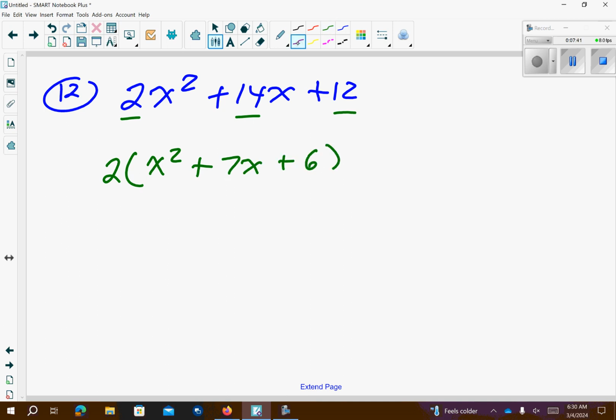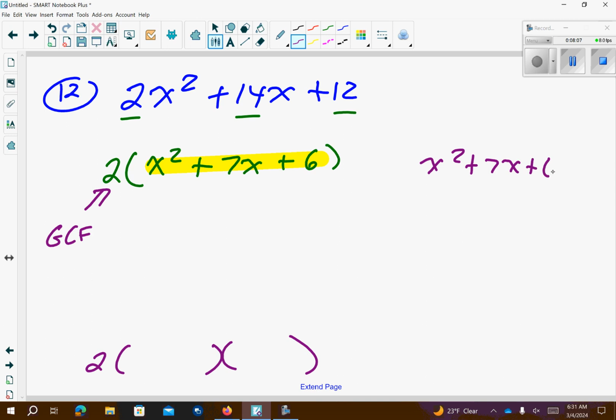Now, you can always double check to make sure this is right. Is 2 times x squared 2x squared? Yes. Is 2 times 7x 14x? Yes. Is 2 times 6 12? Yes. So this is a greatest common factor. I'm going to bring that down, and then I'm going to have my parentheses, and then I'm going to go ahead and factor this out like I've been doing. So let's bring it over to the side, x squared plus 7x plus 6. Let's put a 1 out front, multiply those together. This is going to be a positive 6.